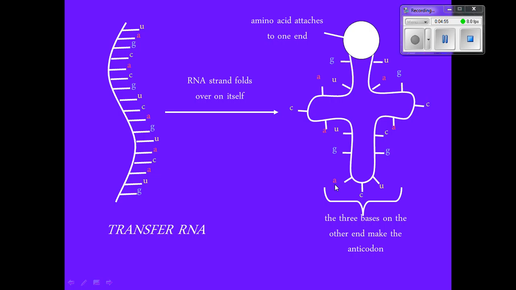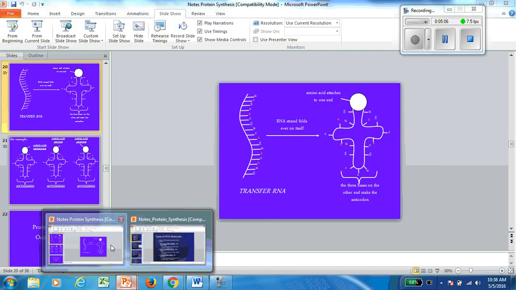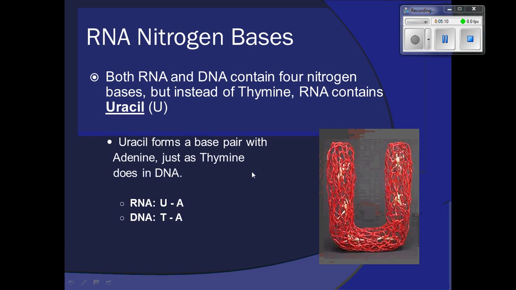So the codon is the messenger RNA, and that tells us which of these amino acids should go together. And we know that by this anticodon. That'll make a little more sense when we get to the actual steps on how to build our protein. So looking at just RNA structure again, RNA and DNA contain the 4 nitrogen bases, but instead we have uracil instead of thymine.